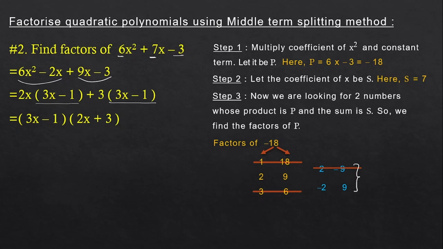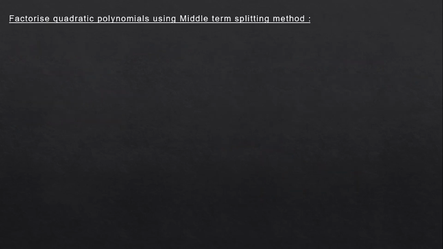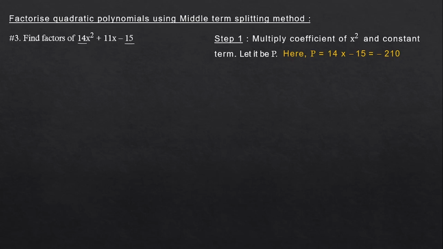Now we are going to take one more question, and in that we are going to quickly do the factorization using middle term splitting, and as I mentioned, we will do a small trick in the same question. So just stay focused. Now we want to find the factors of 14x square plus 11x minus 15. So we find the product of 14 and negative 15 and label it as P. We get minus 210. Then S would be the coefficient of x, which is 11.